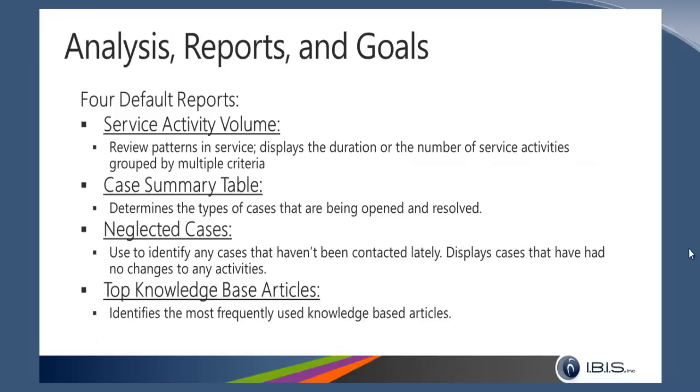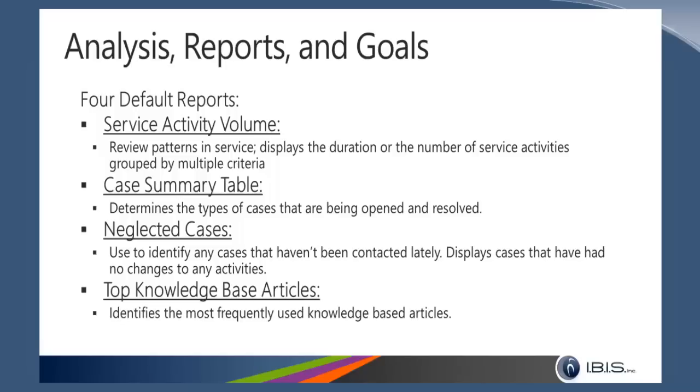Next, we're going to talk about analysis, reports, and goals. There are 4 default reports that come with CRM. The first one is the service activity volume, and this reviews patterns in service. It displays the duration or the number of service activities grouped by multiple criteria. That kind of criteria is customizable to your needs. There's also the case summary table, and this determines the types of cases that are being opened and resolved.